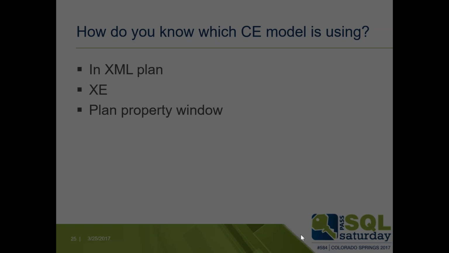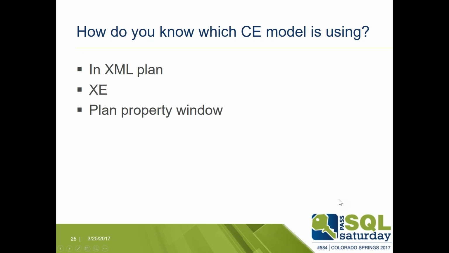But there are several ways. The other ways are, you can use extended events or the plan property window, which I showed you earlier, or else you can get the XML plan and look for the text Cardinality Estimator model.